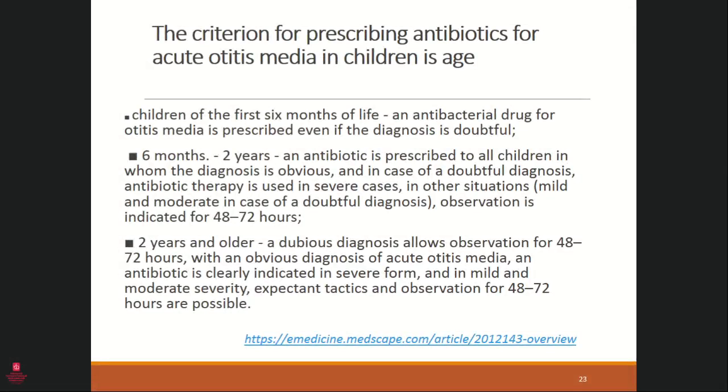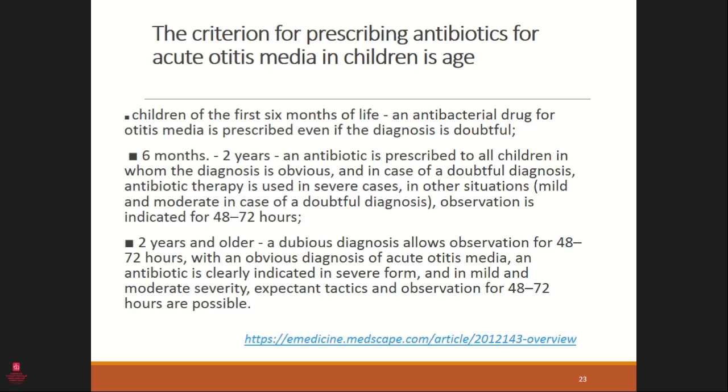About the treatment of acute otitis media and prescribing of antibiotics. The criterion for prescribing antibiotics for acute otitis media in children is age. In children in the first 6 months of life, an antibacterial drug for otitis media is prescribed even if the diagnosis is doubtful. 6 months to 2 years.